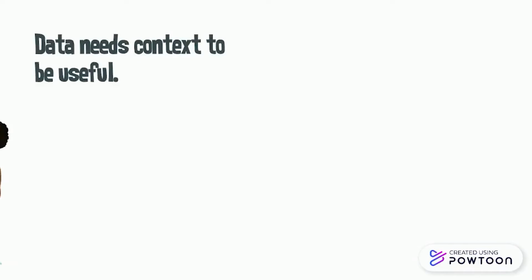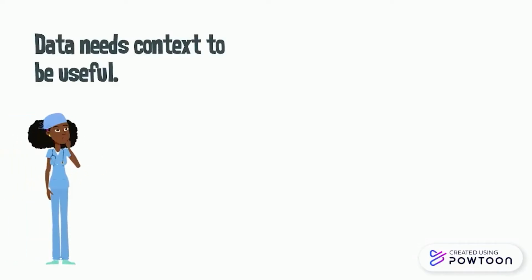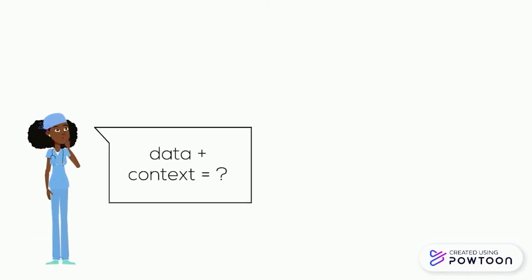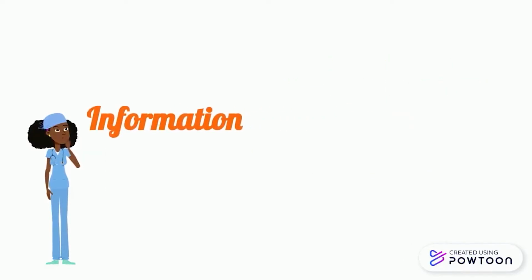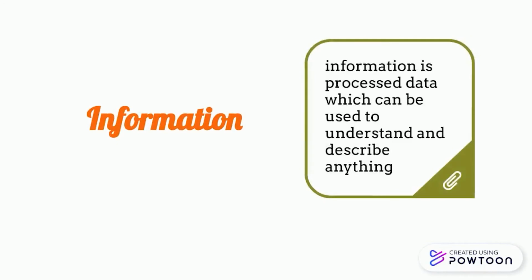Data needs context to be useful. Data plus context would be information. Information is processed data which can be used to understand and describe anything.